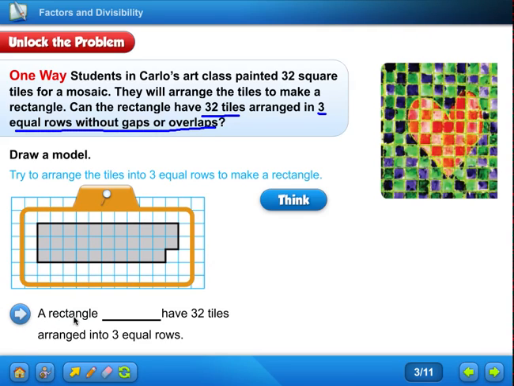So, can a rectangle have 32 tiles arranged into 3 equal rows? It cannot have that, I hope your writing looks a lot better than mine, because it needs one more right here. Look at this mosaic. It's all filled in. Here it's not filled in. It has one hole. All right, let's go to the next one.